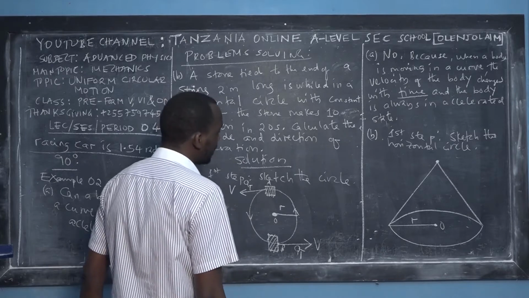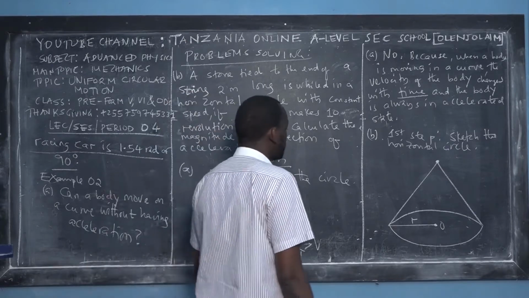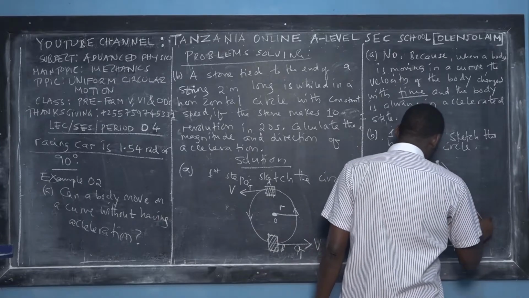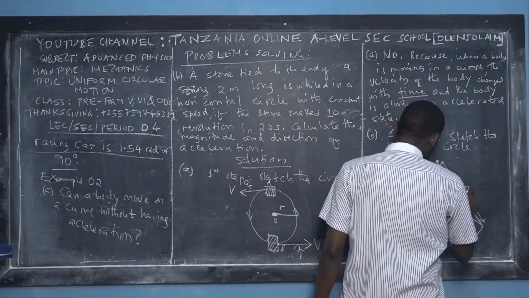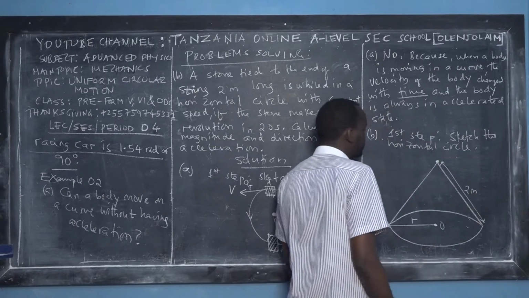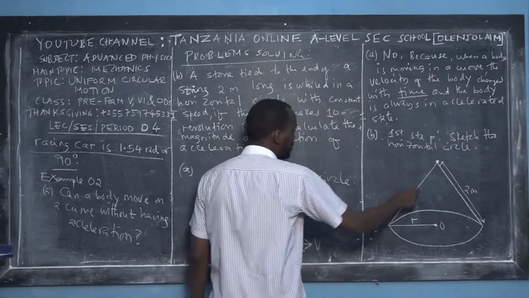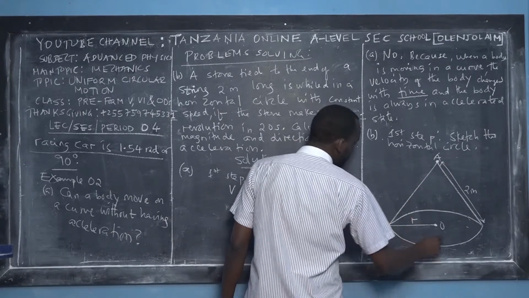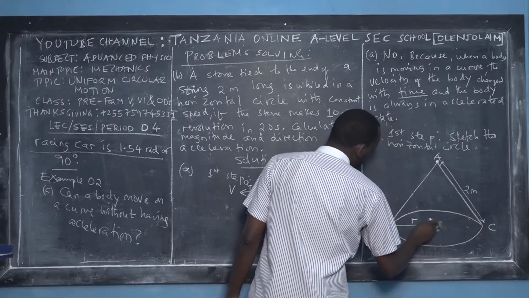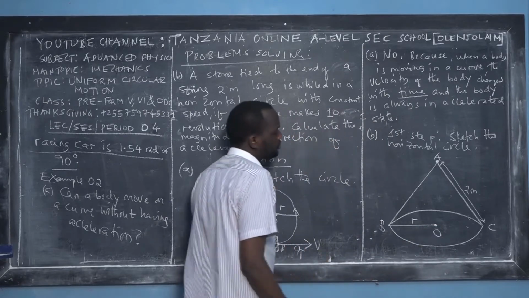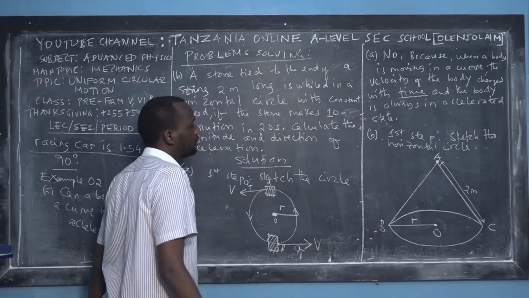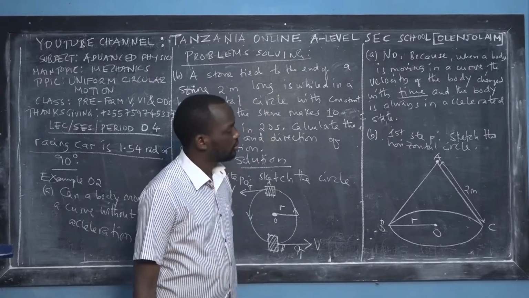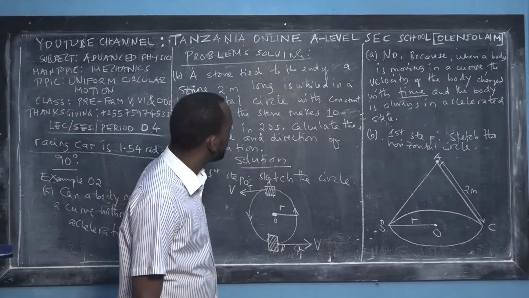So the length of the string is 2 meters. Remember that it's still the same string at this point. Suppose that this is point A, this is point B, this is point C, and this is point O. So that's what we call the horizontal circle. The length of the string is that one.